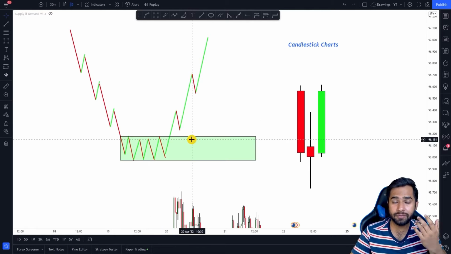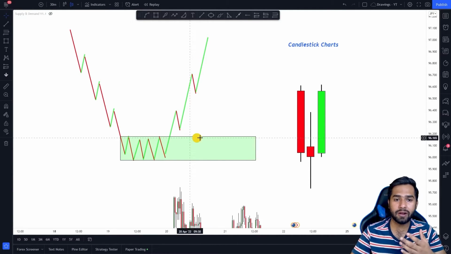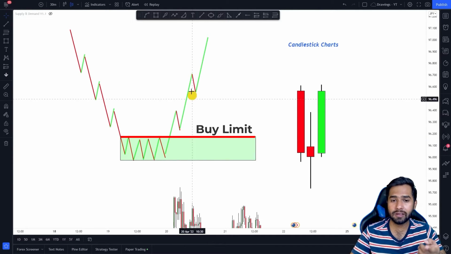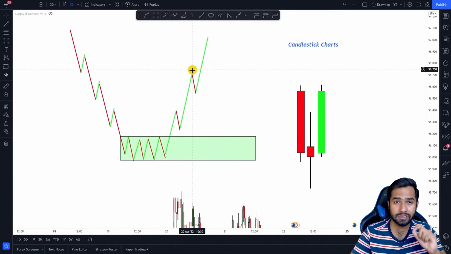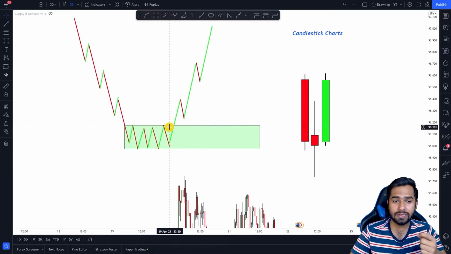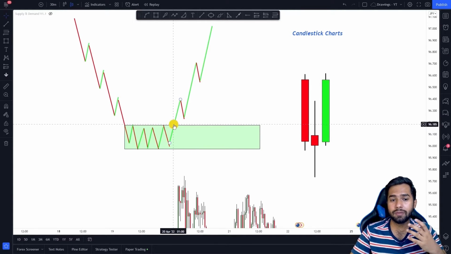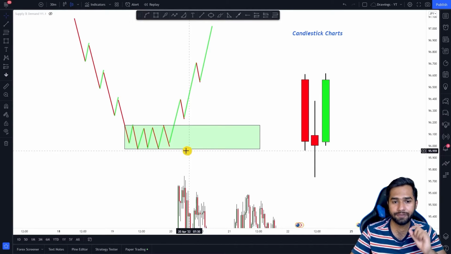What the demand zone represents is that institutions will put their pending buy orders at this zone, and the market will come back to pick those pending orders and then move in the bullish direction. We'll be seeing this in the examples as well. What we can do here is put the pending buy order at the high of this level, and our stop loss will be just a few pips below the low of this demand zone.